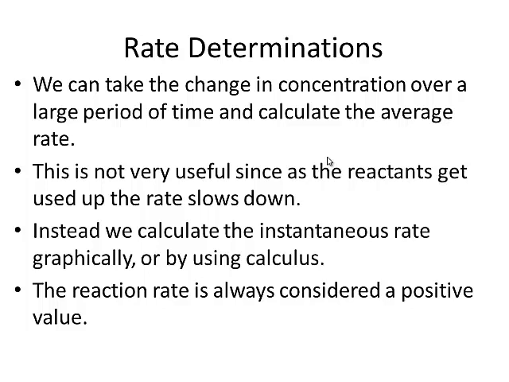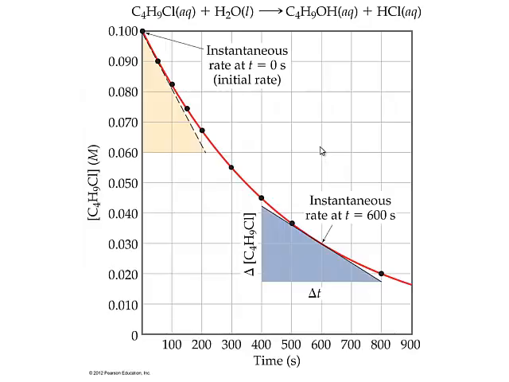So what we do then is we can calculate the instantaneous rate. In most reactions that we do in class, that instantaneous rate is right at the start. But if we did it for an extended period of time, we can calculate the instantaneous rate graphically, or we can use calculus to do it. So the reaction rate is always considered to be a positive value. And so we get something that looks like this if we're graphing the concentration of a reactant with respect to time, and you can see that it's not a constant value.